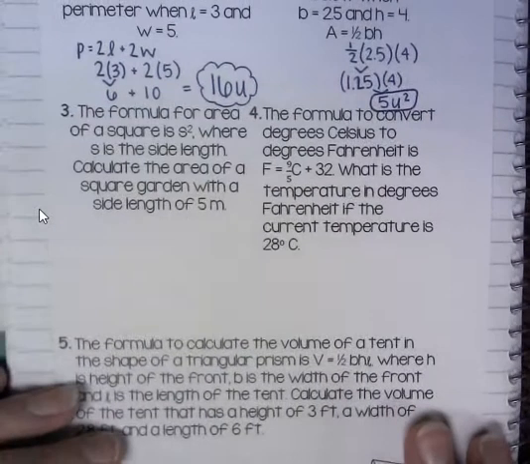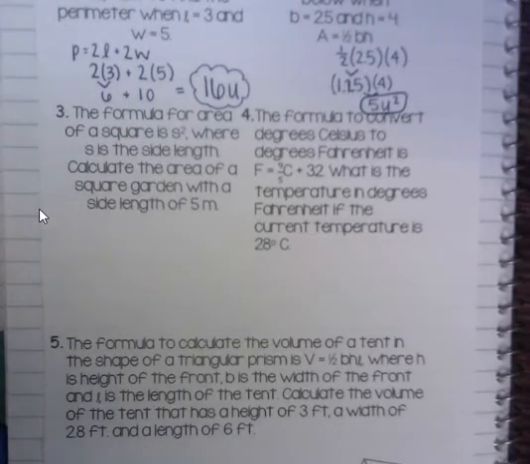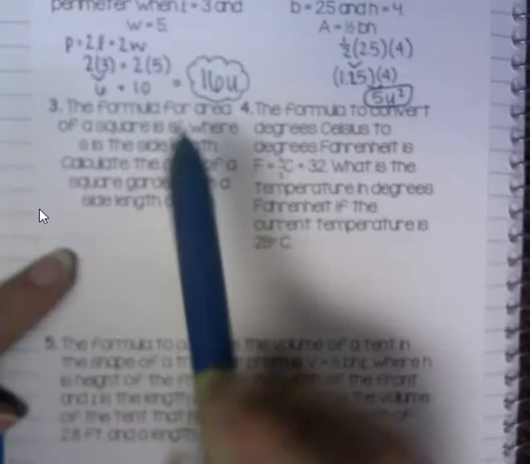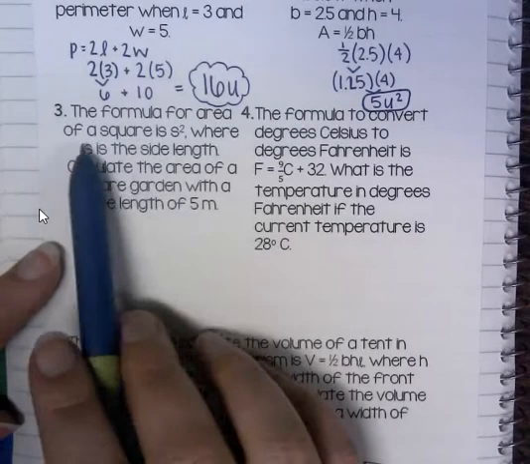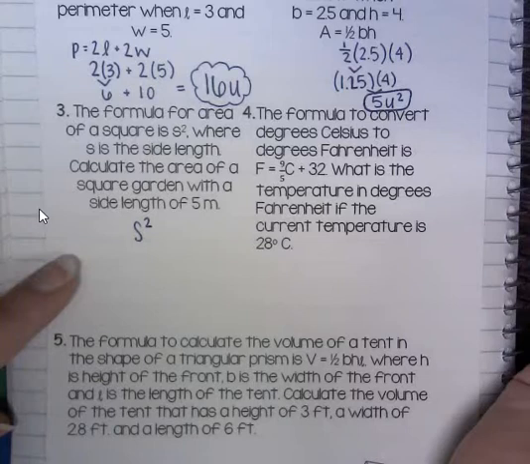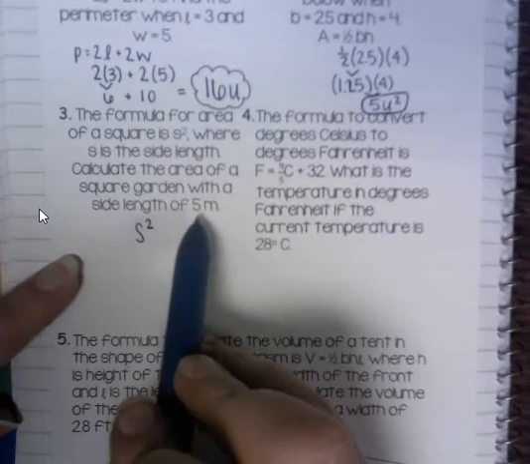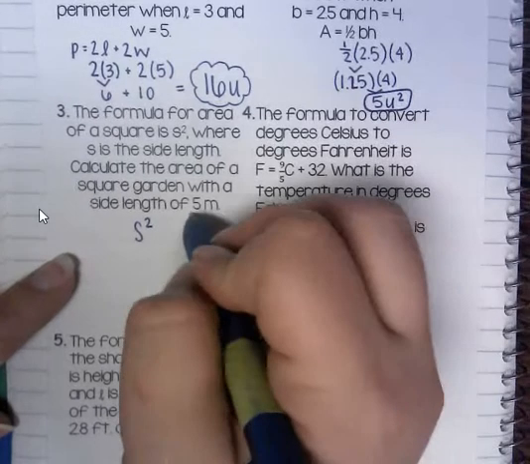Number 3. The formula for area of a square is s squared, where s is the side length. Calculate the area of a square garden with a side length of 5 meters. They tell us the formula for area of a square is s squared. Then they also tell us that the side length of the square is 5 meters.